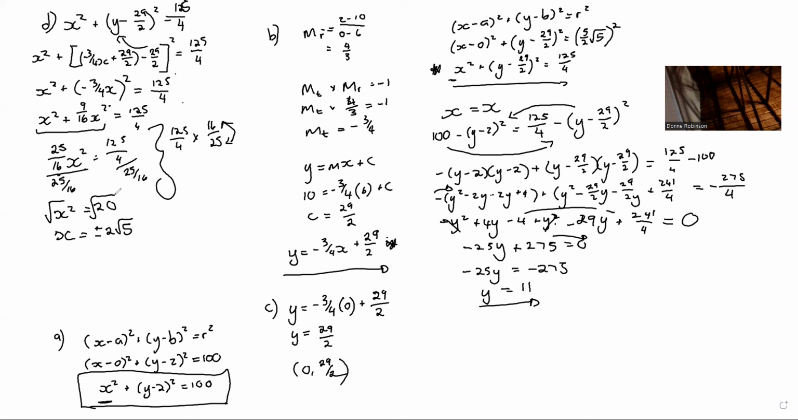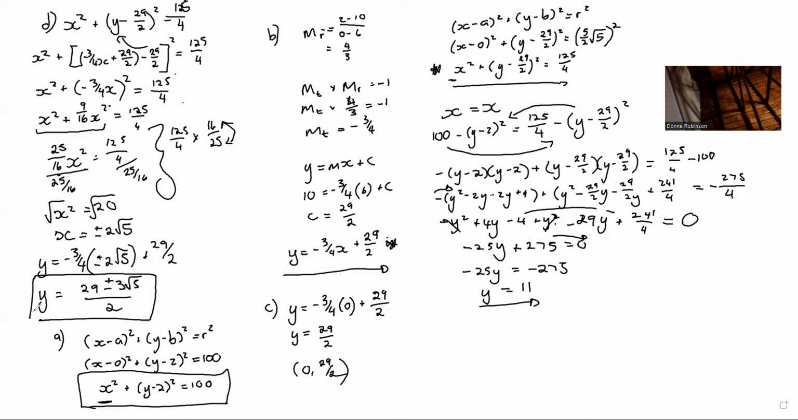Okay. Now that's our x. Now we're going to add our x to our tangent equation. So we have y is equal to negative 3 over 4, this is where my x comes in, plus or minus 2 square root 5, plus 29 over 2, which means that y can either be 29 plus or minus 3 square root 5 divided by 2. And that is surd form. So I'm going to leave it right there, just the way it is.